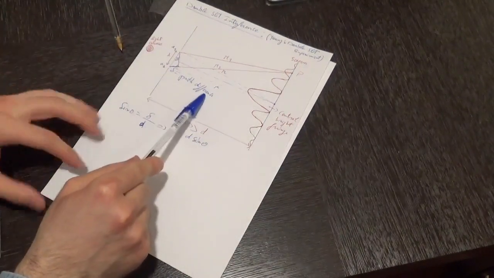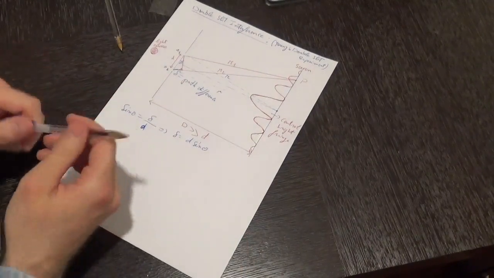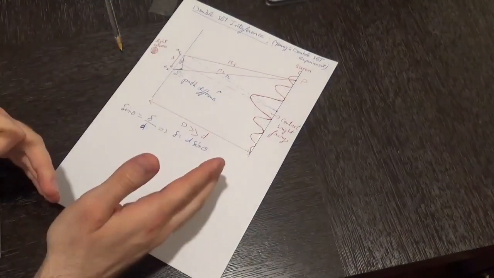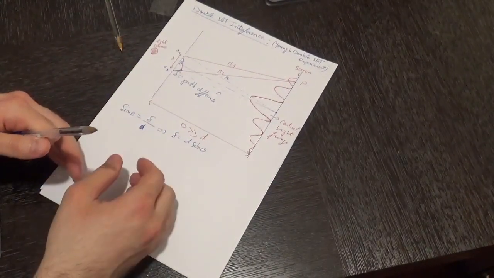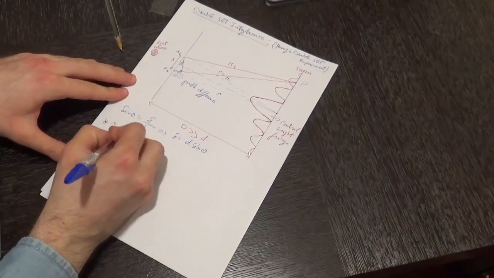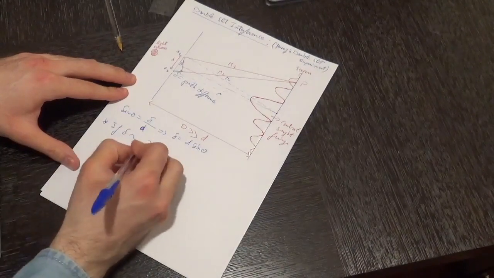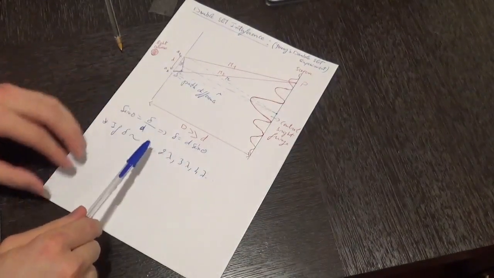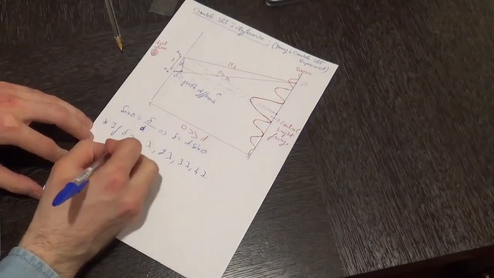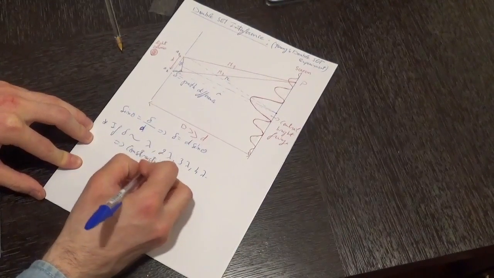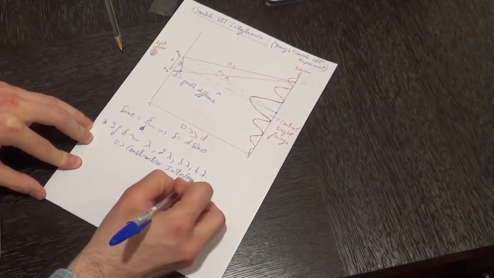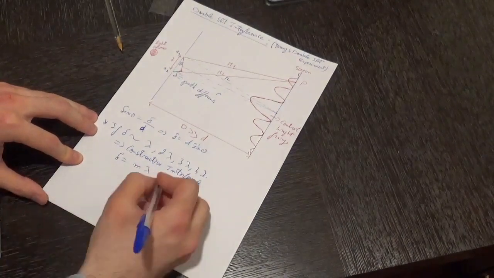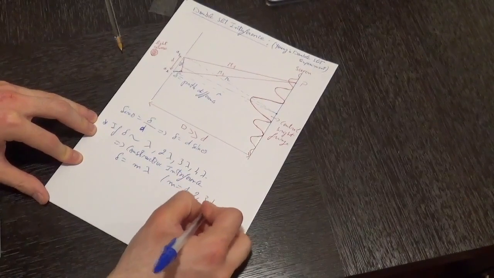Now, if that path difference over here is equal to lambda, or 2 lambda, or 3 lambda, or 4 lambda, and so on, meaning that the phase shift between these two waves is lambda, or 2 lambda, or 3 lambda, or 4 lambda, therefore we have a constructive interference between these two waves. And therefore, delta would be equal to m times lambda, where m over here would be an order, and m would be equal to 1, 2, 3, 4, 5, and so on.